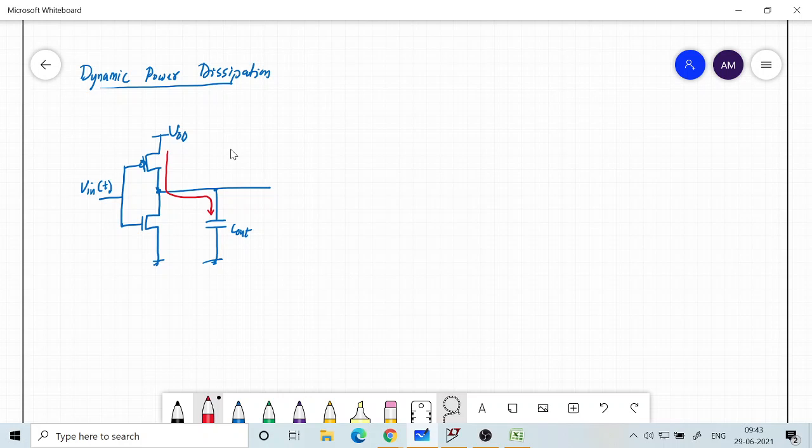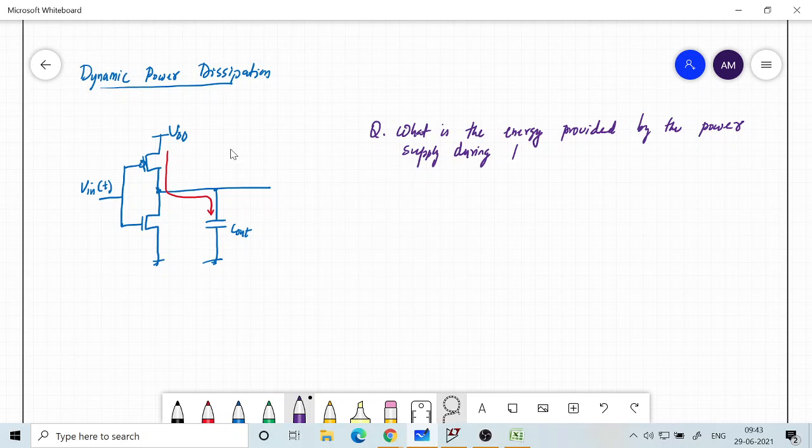So during the charging process, what is the energy? That is, so it's a question. What is the energy provided by the power supply during the charging of C out? What is the energy supplied by the power supply? So what is the expression for energy? Energy is basically integral of instantaneous power.